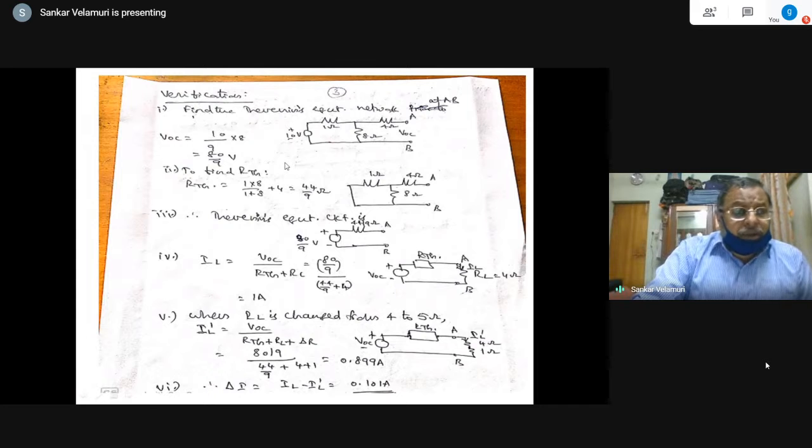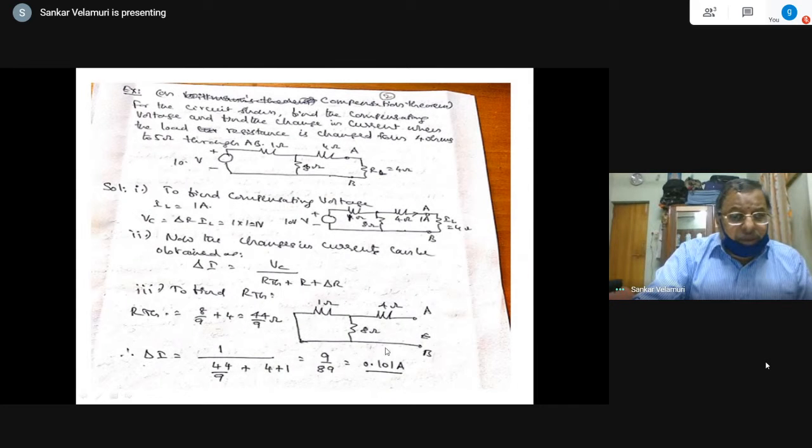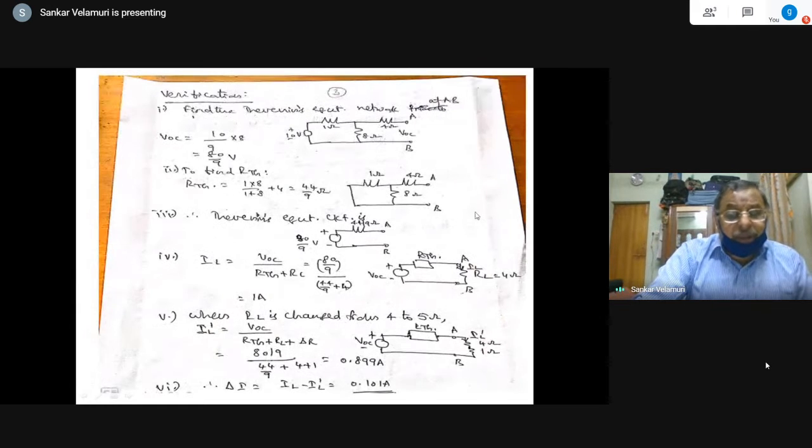So the first one is finding the compensating voltage, and therefore delta I is obtained as 0.101. For verification, I have found it using Thevenin's theorem. First I found the total load current in the original network, but with the change in the resistance from 4 to 5 ohms, one additional 1 ohm resistance, the current obtained is 0.899. So 1 minus 0.899 is 0.101. This is one way of looking at it.